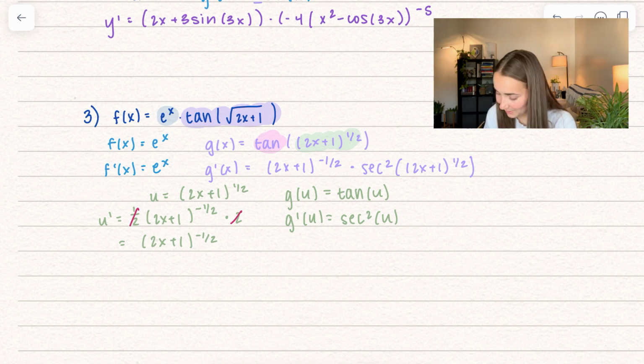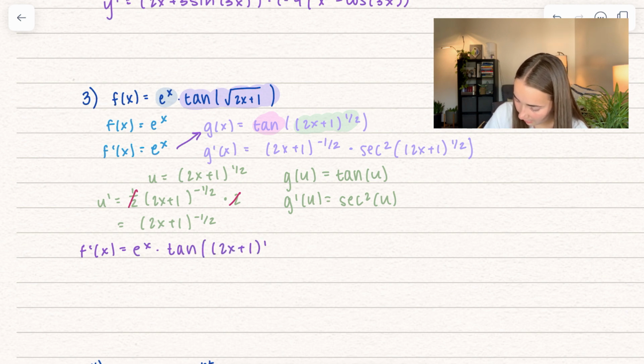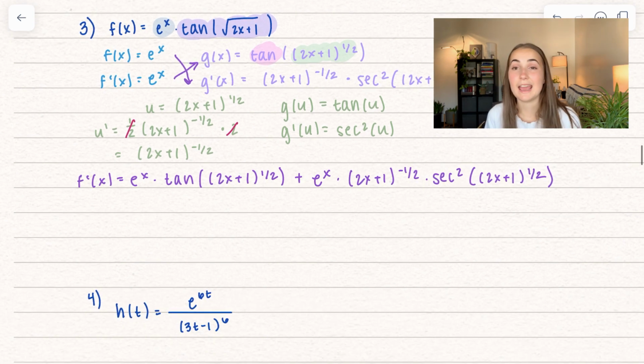So now we can go ahead and apply product rule. If I do this, I'm going to start right here and multiply these two together. So f prime of x is equal to e to the x times, again, how much you need to simplify it out always depends on your teacher.